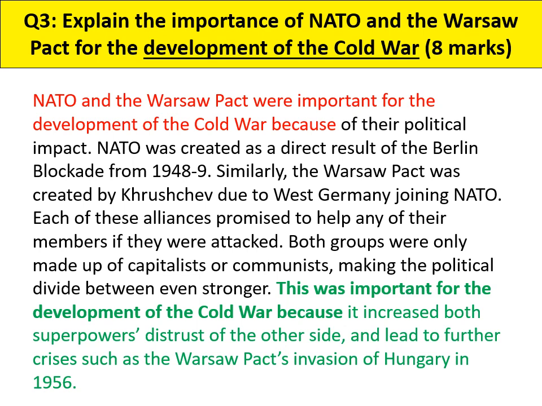NATO and the Warsaw Pact were important for the development of the Cold War because of their political impact or their political result. NATO was created as a direct result of the Berlin blockade from 1948 to 49. Similarly, the Warsaw Pact was created by Khrushchev due to West Germany joining NATO. Each of these alliances promised to help each of their members if they were attacked. Both groups were only made up of capitalists or communists, making the political divide between them even stronger. This was important for the development of the Cold War because it increased both superpowers' distrust of the other side and led to further crises such as the Warsaw Pact's invasion of Hungary in 1956.